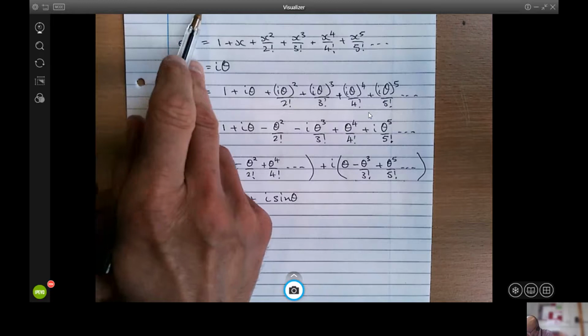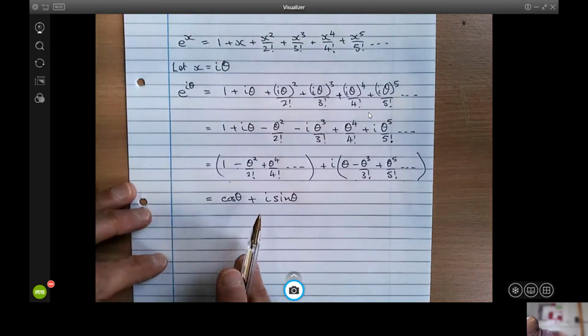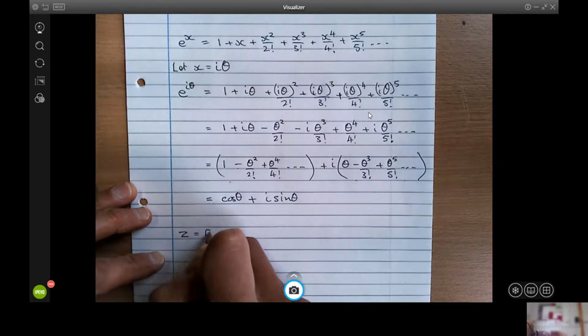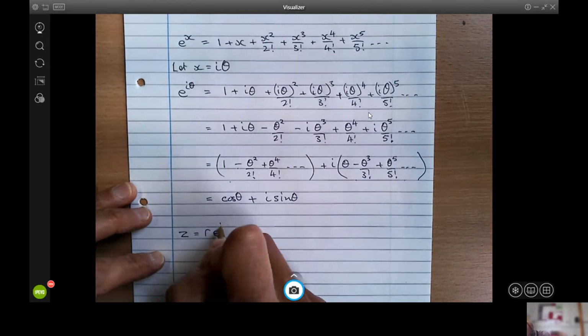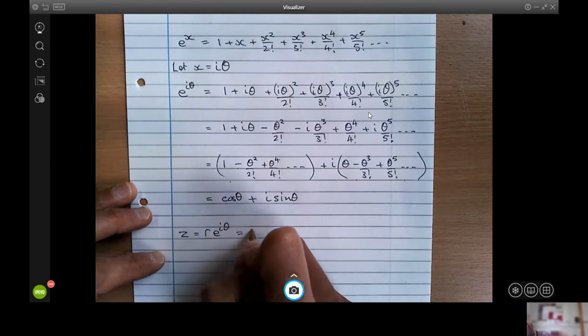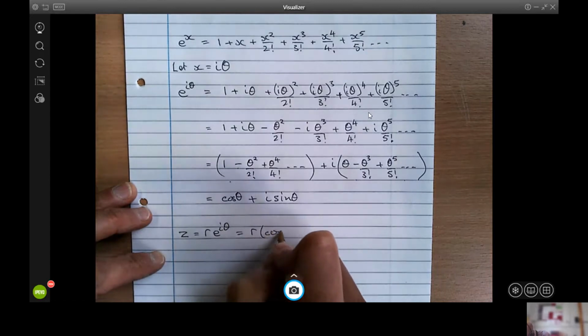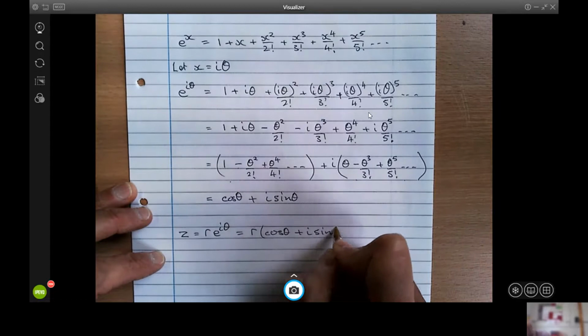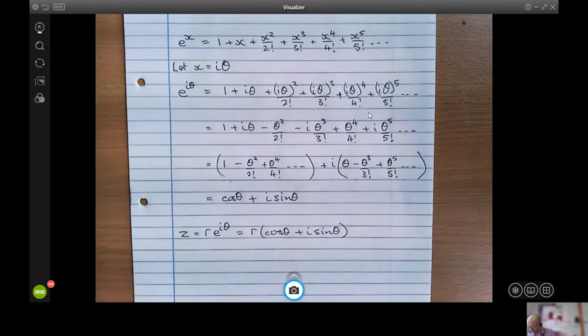We really want our z to be r e to the i theta. So we just say that z is equal to r e to the i theta, which is equal to r (cos theta plus i sine theta). So we've now got the exponential form of a complex number. So that's where it comes from.